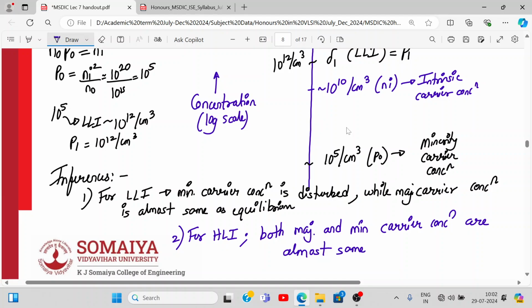So here we end the lecture. Next time we'll see how these excess carriers affect the energy band diagram. Got it? The concept of low level and high level injection? Yeah.